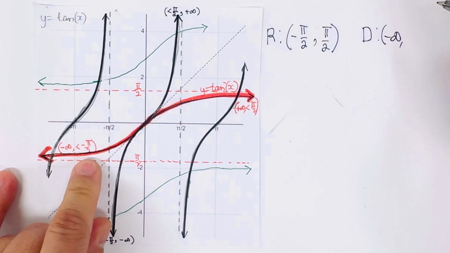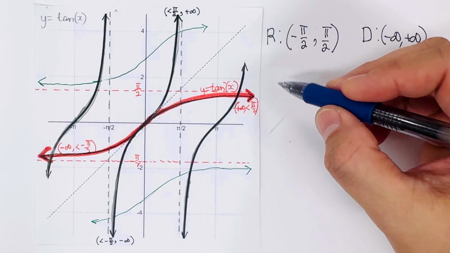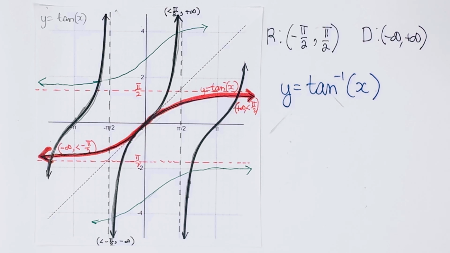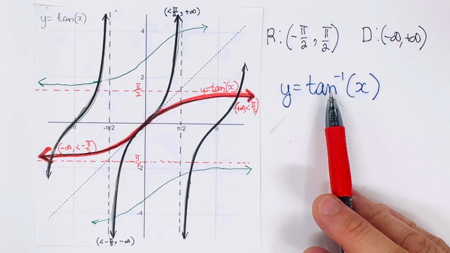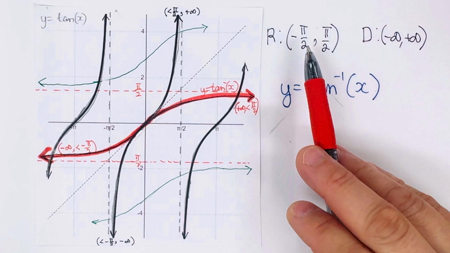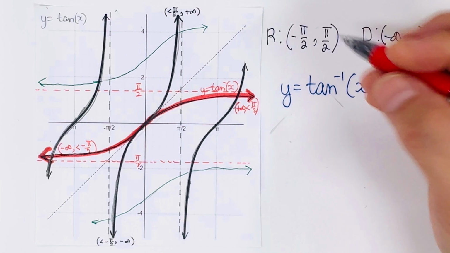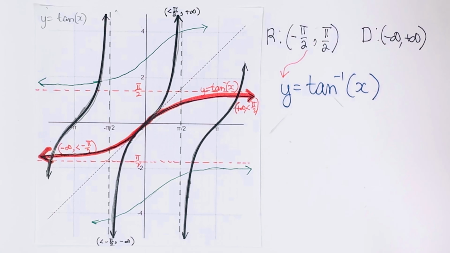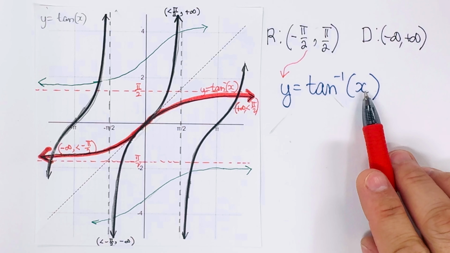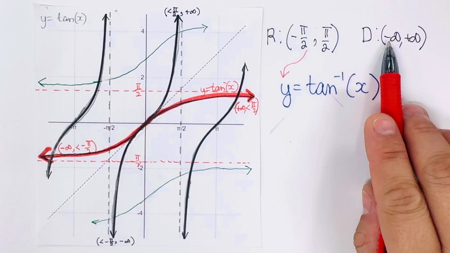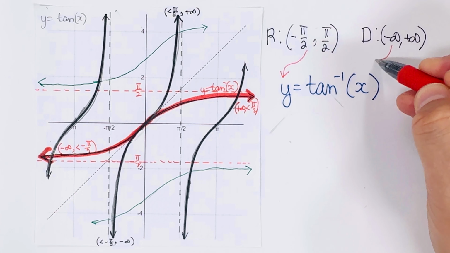So writing this for the inverse tangent of x, we can therefore say that the values for the inverse tangent of x would range from negative pi over 2 to pi over 2. Well, the domain for the graph, or the x values, would range from negative infinity to positive infinity.